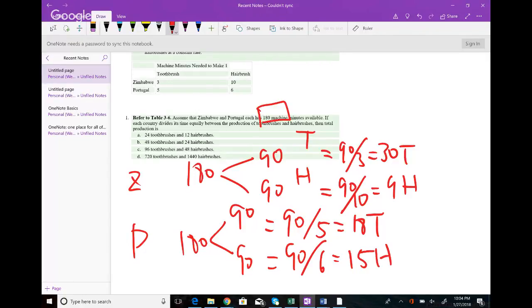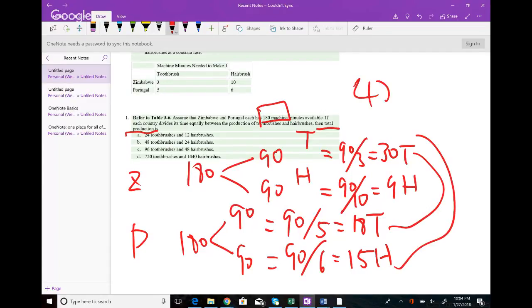All right, so it's asking for the total production between two countries. So we're going to combine them together. So 18 plus 30, that should give you 48 toothbrush. And then 9 plus 15, that should give you 24 hairbrush. So the answer should be C over here. Okay. All right. So that's the first one.